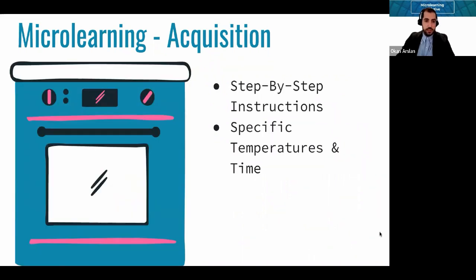Cognition elements that support microlearning knowledge acquisition in design include step-by-step instructions and specific temperatures and timing. This information should be designed so people can quickly digest the information in an orderly flow.